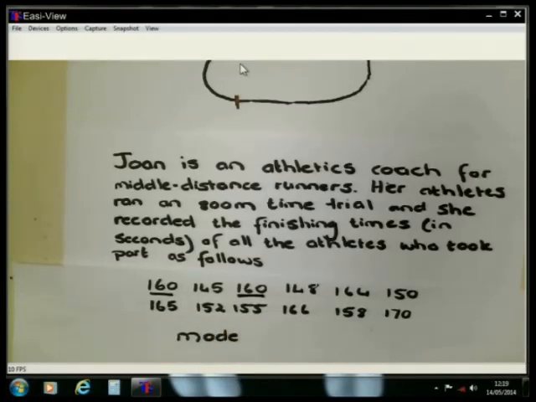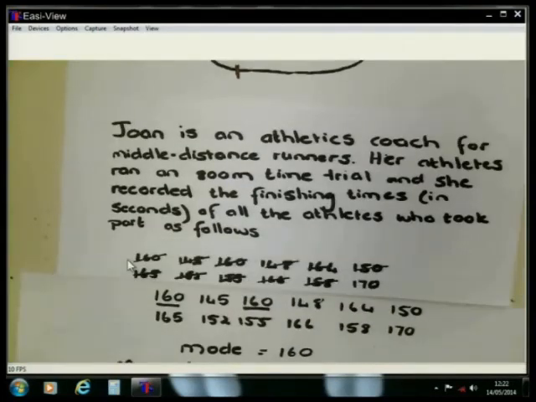So the mode is referring to the number that appears most in the data set. And in that case, it is going to be 160. We found the mode to be 160.